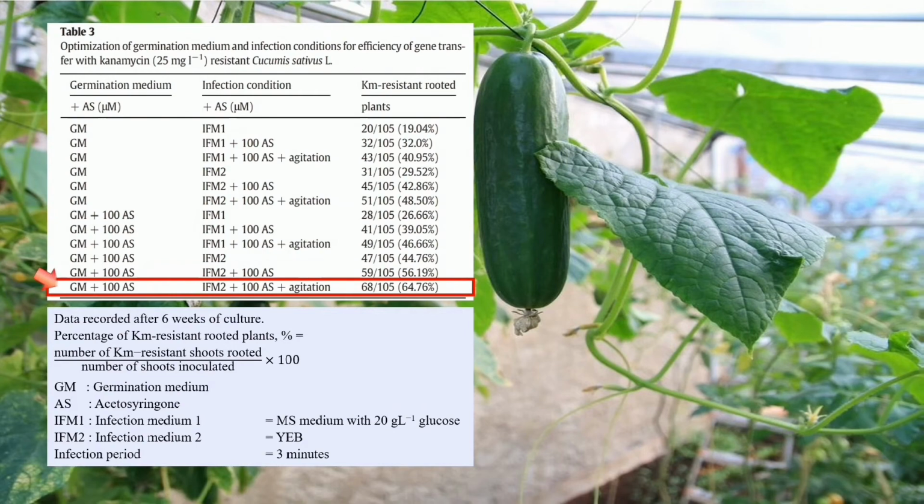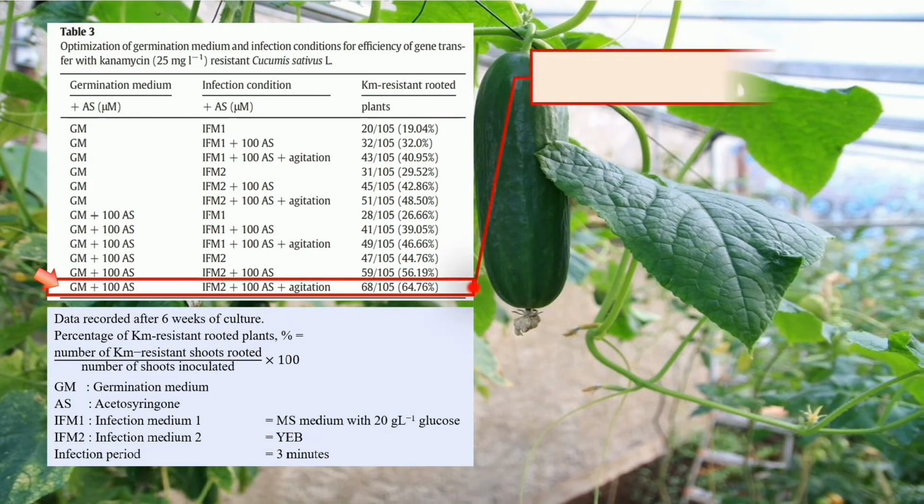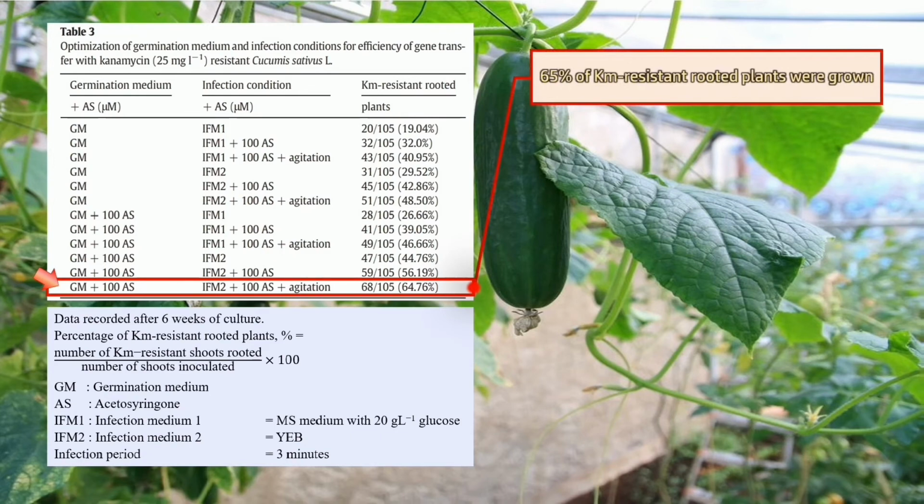Among the different infection conditions tested for efficient gene transfer, it was reported that the germination and infection condition of infection medium 2 plus acetosyringone with agitation, coupled with the germination medium plus 100 micromolar acetosyringone, showed the greatest efficiency among others, as approximately 65% of Km-resistant rooted plants were grown.